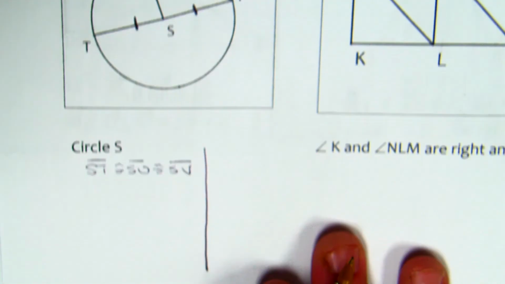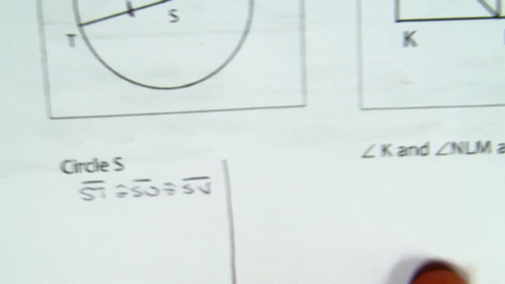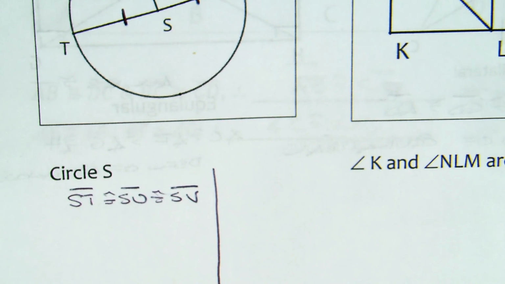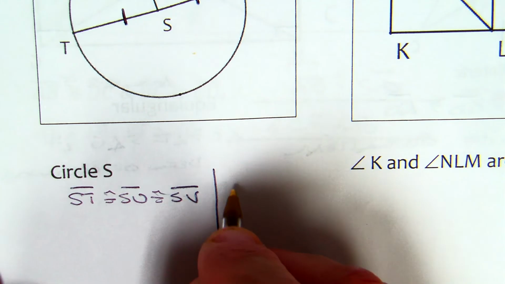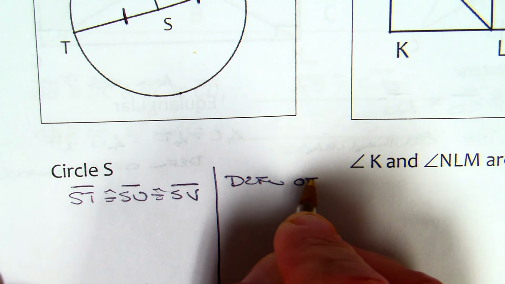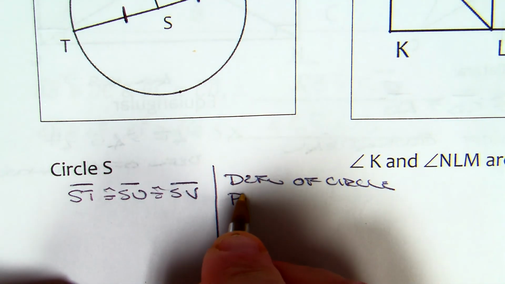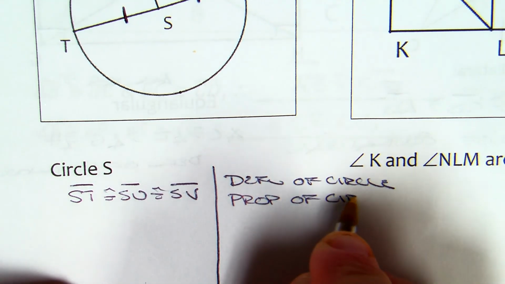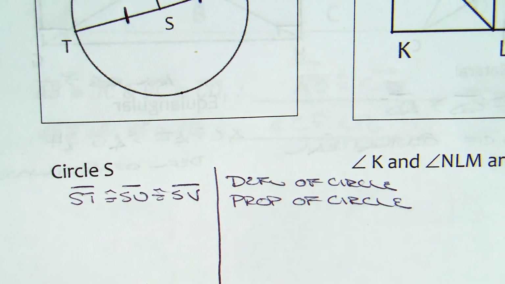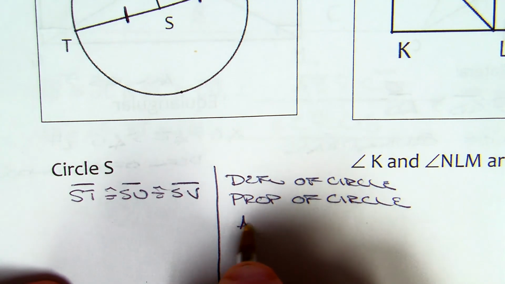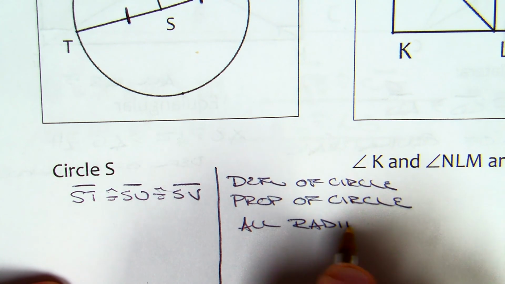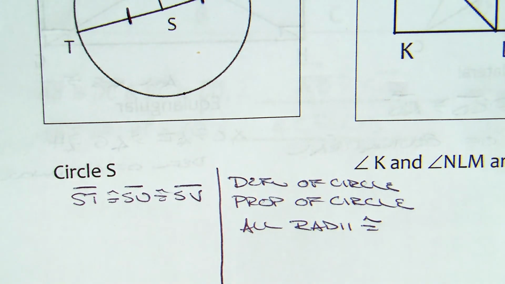With circles, you have a wide range of things you can answer. So in other words, the definition of a circle is a plane figure where all points are the same distance from the center. Could you use definition of a circle and be okay? Yes. Since radii are actually segments, could you use property of a circle and be okay? Sure. Or you can simply say what we're concluding, which is what? All radii are congruent. Radii is with two I's, by the way. Rad and then two I's.